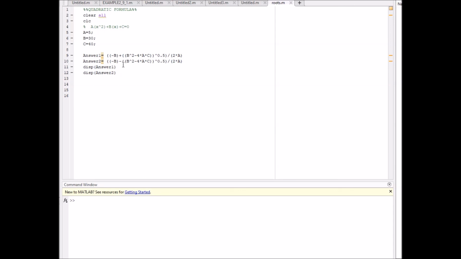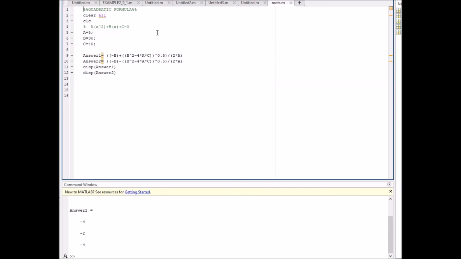Then I have answers based off of the quadratic equation I've typed out by hand down here for answer 1 and answer 2. Answer 1 is equal to negative b plus the square root of b squared minus 4ac all over 2a, written out in code here. And then we have the minus version of that. So there's our two roots based off our quadratic equation. I'm going to display answer 1 and answer 2 for this. Then we can go up top to our script file and run this.